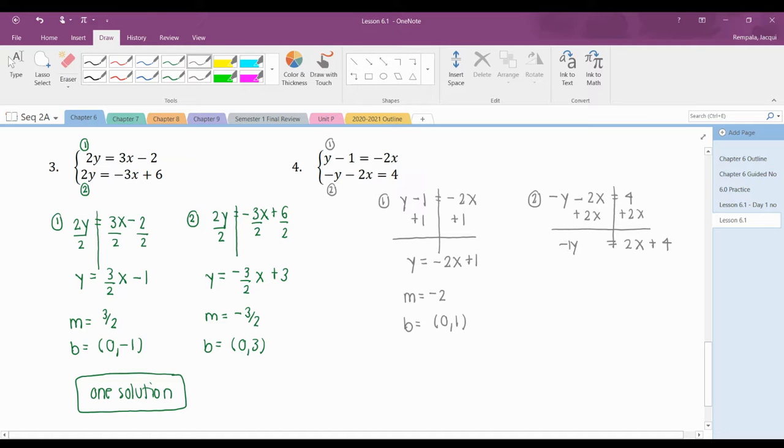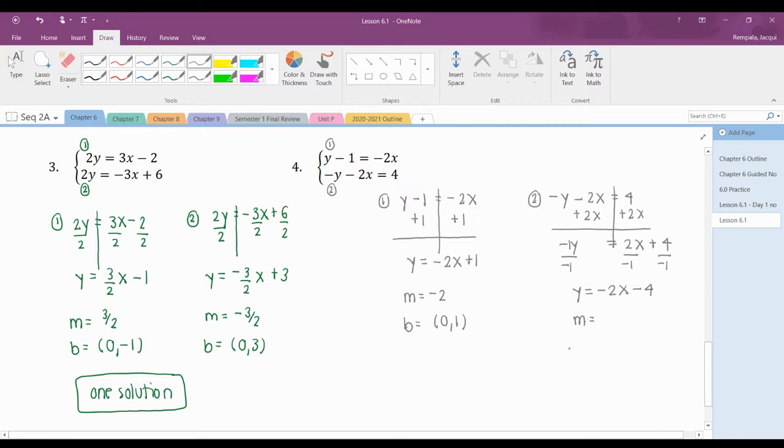If you want, put that little 1 in front of that. So negative 1 is what's attached to the y. So negative 1 is what we'll divide every single thing by. That gets the y by itself. 2 divided by negative 1 is negative 2. There's still an x with that. And then 4 divided by negative 1 is negative 4.